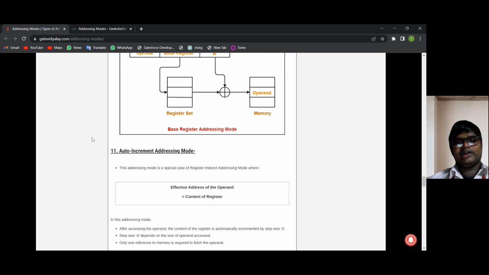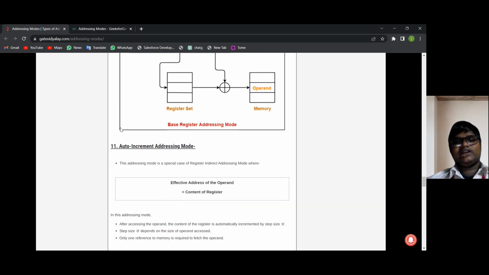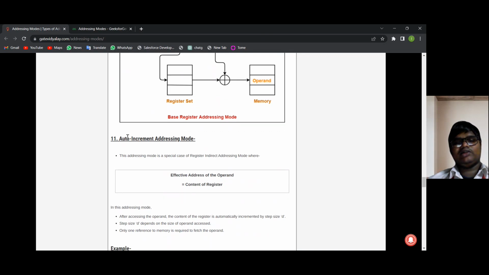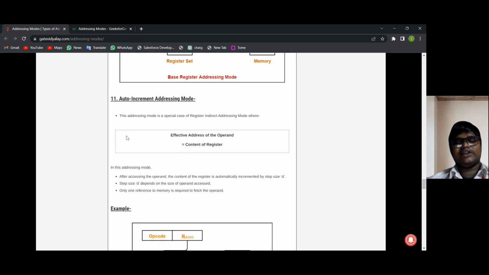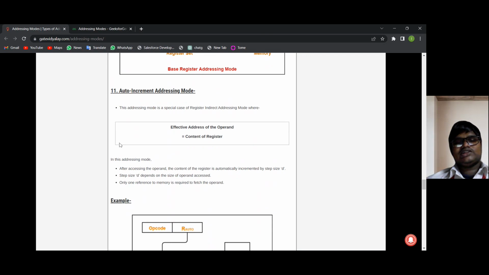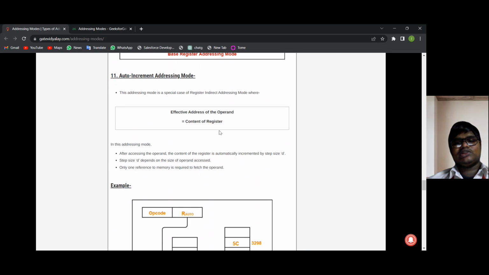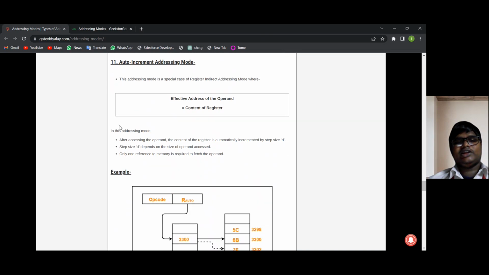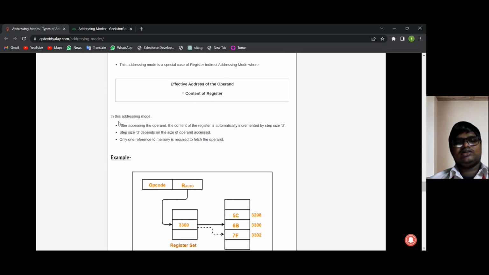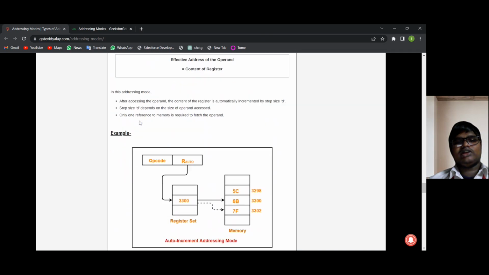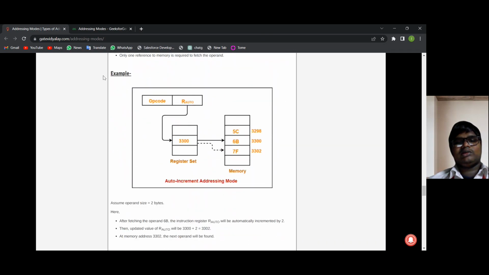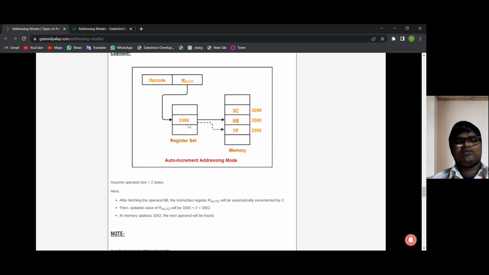Next we move to the auto increment addressing mode. This addressing mode is a special case of register indirect addressing mode, where the effective address of the operand is equal to contents of the register. After accessing the operand, the content of the register is automatically incremented by step size D. Step size D depends on the size of the operand accessed. Only one reference to the memory is required to fetch the operand. Here is a block diagram of the auto increment addressing mode.